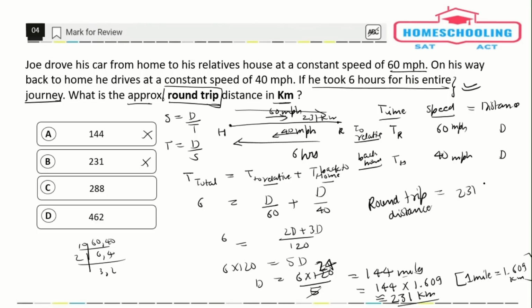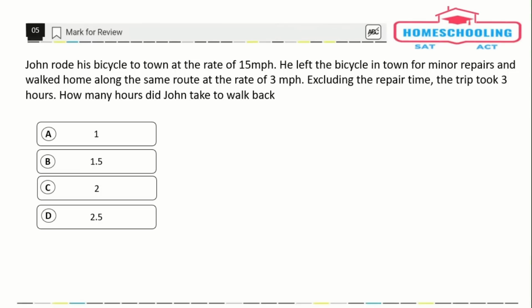231 into 2. So that would be 462 kilometers. So that is your answer. So now this option D is your correct answer. Now let's move on to the next question.